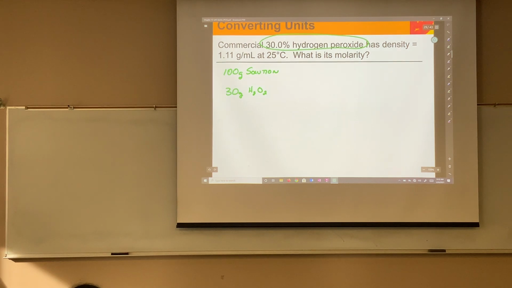So we need two things. We need moles of hydrogen peroxide, and we need liters of solution, right? Oops, I put those next to the wrong thing here. Let's try this the other way around. Okay.